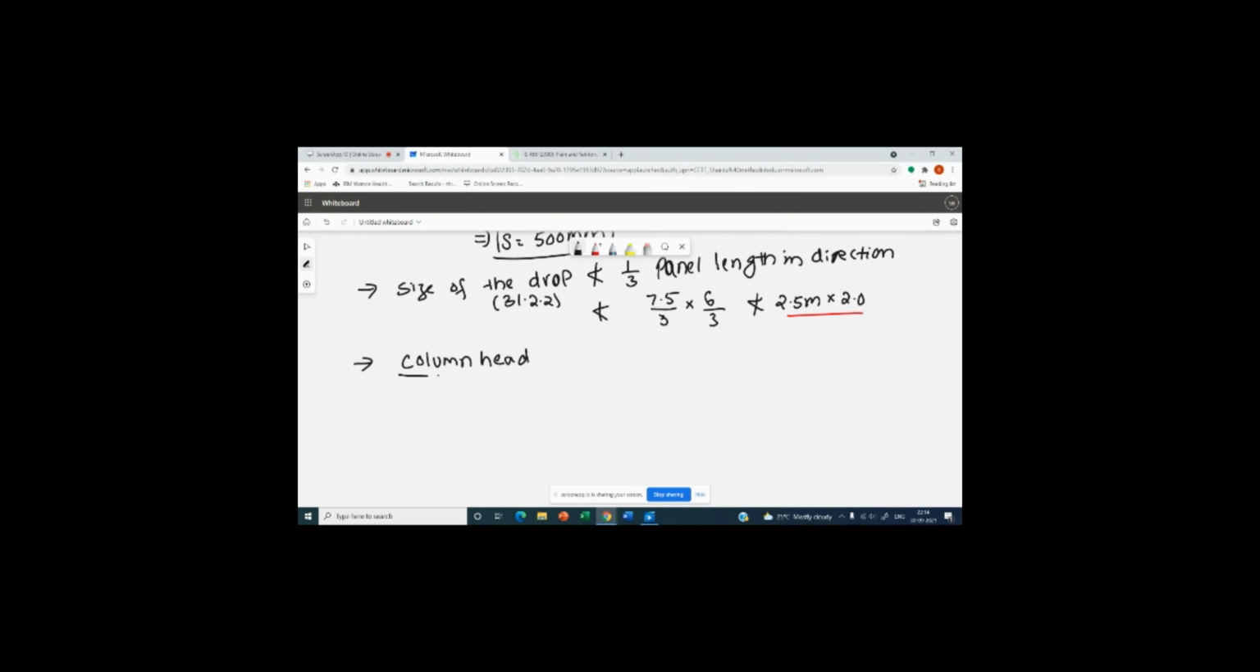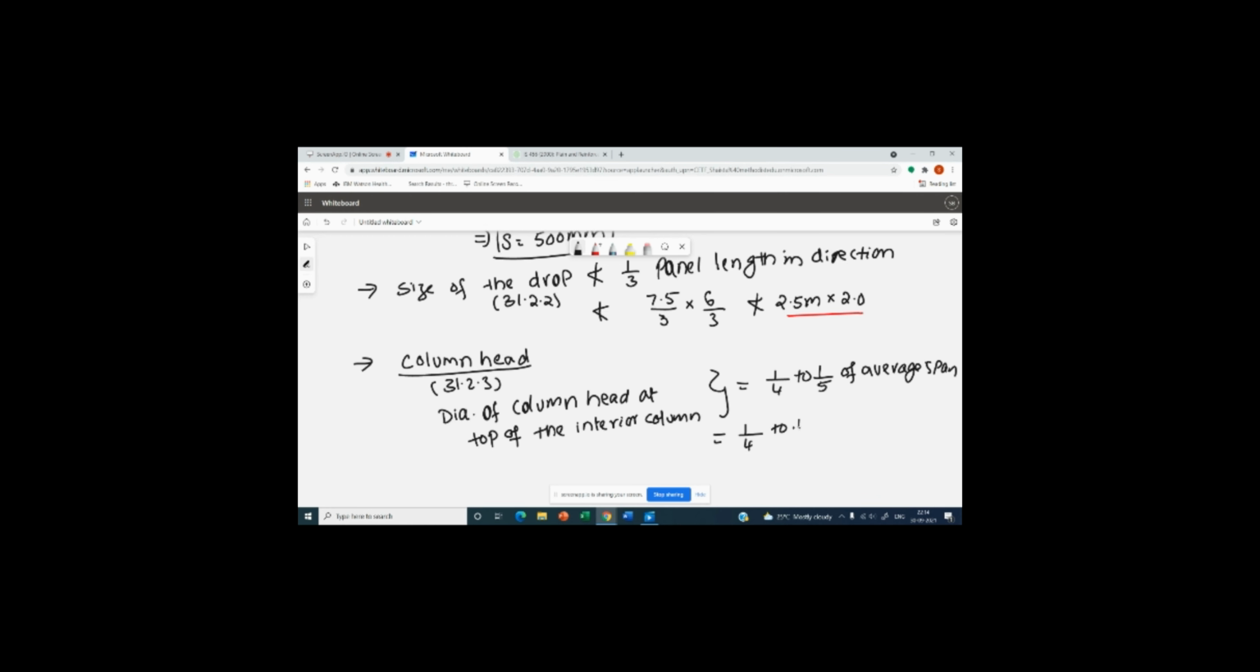Again, IS 456, clause 31.2.3. This clause says that the diameter of the column head at the top of the interior column shall be something between 1/4 to 1/5 of the average span.